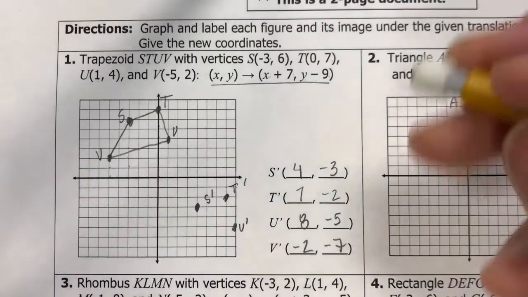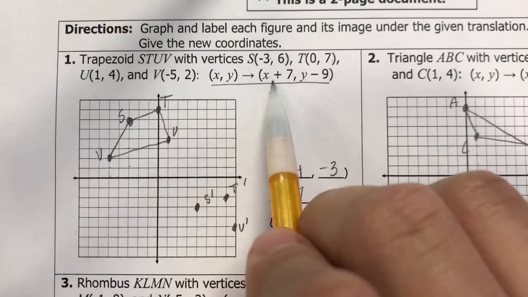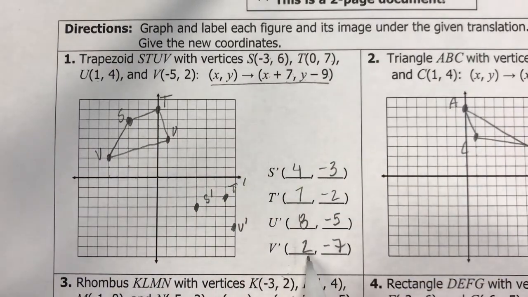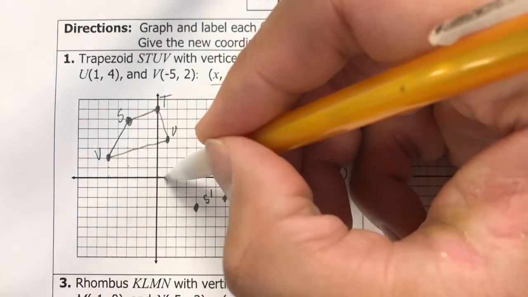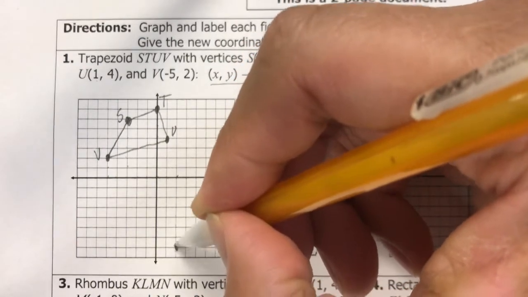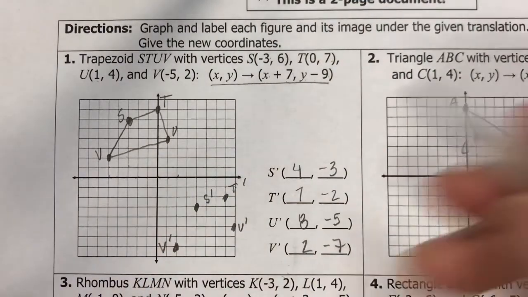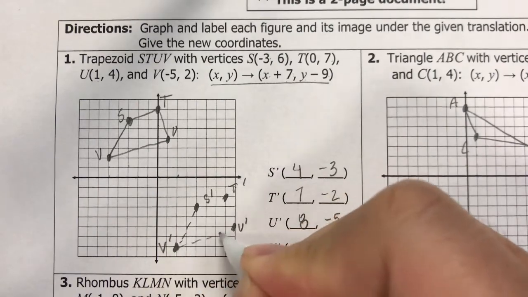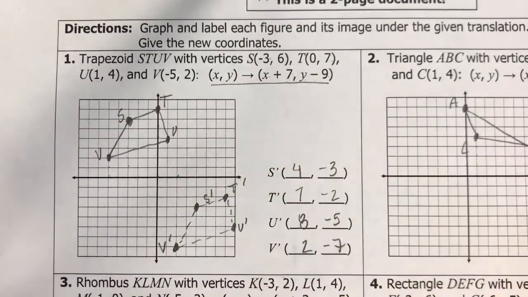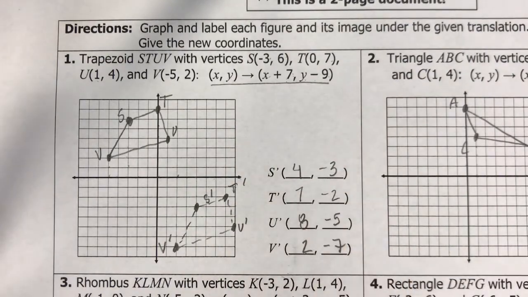Oh wait, sorry, V prime should be at (2, -7), because -5 plus 7 is a positive 2. So 1, 2, and down 1, 2, 3, 4, 5, 6, 7. There we go, and there is V prime. And there's the new trapezoid, our image. And so that's one way you can do it, just plugging it into the rule.